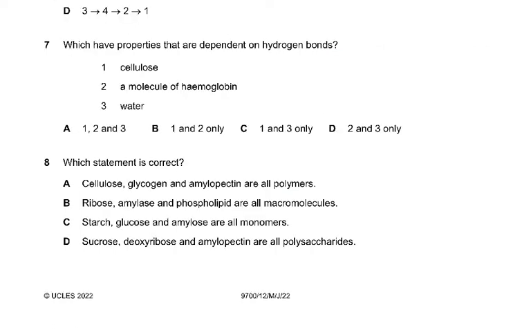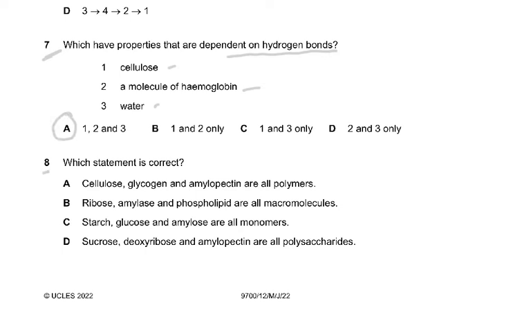Now coming to question number seven, which have properties that are dependent on hydrogen bonds? Cellulose, does it have such properties? Yes, hydrogen bonds hold the molecules together. The molecule of hemoglobin, yes, would have hydrogen bonds. There are alpha helix and beta pleated sheets, and in water also, for its cohesion and adhesion, hydrogen bonds form between the water molecules and the wall of the vessels. So, the answer is A, 1, 2, and 3.